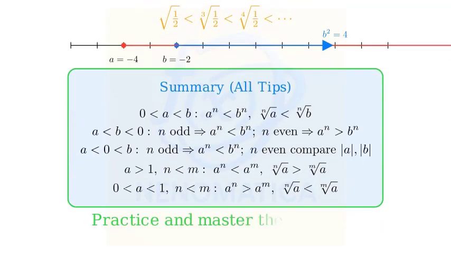Great work! Use these 5 tips anytime you need to compare powers or nth roots. Practice by picking random values for a, b, n, and m, and predict which side is larger before computing.